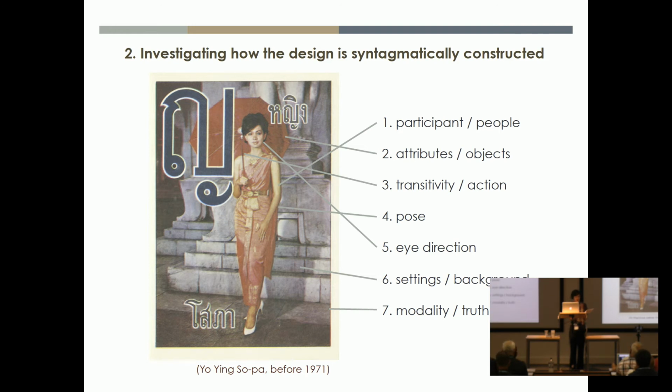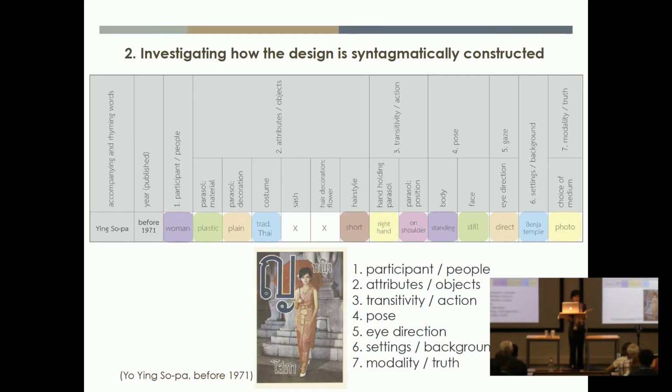Fifth, eye direction. It shows looking straight at the viewer. Sixth, settings or background. It shows in front of the ubosot of the marble temple in Bangkok. And last, modality or truth, as in the choice of medium, using photography to convey the truth. Then I arranged them as syntagms in this table, which is specifically developed for this study. It shows the syntagmatic and paradigmatic relations of signs. At this point, for example, in this primer, we will see the visual grammar showing how these syntagms are constructed to convey the meaning of this beautiful woman.